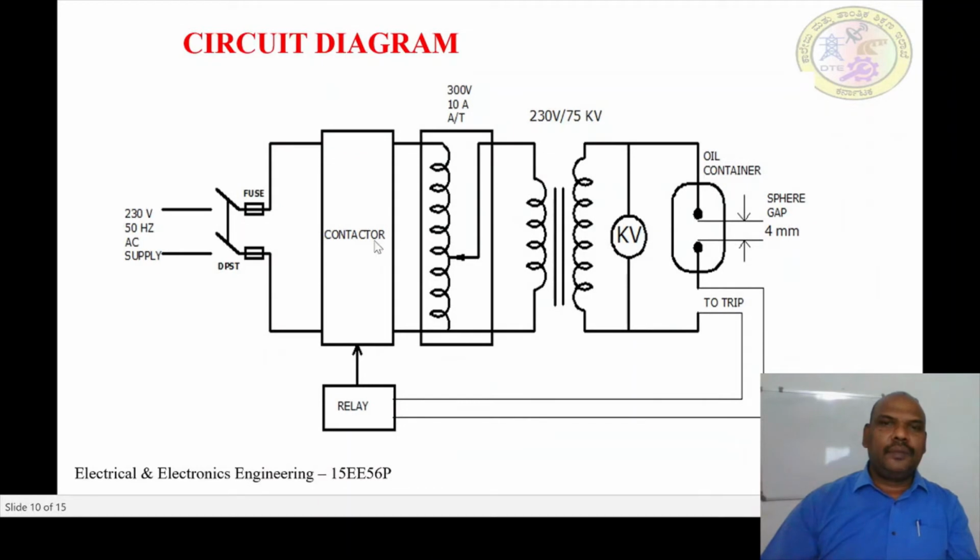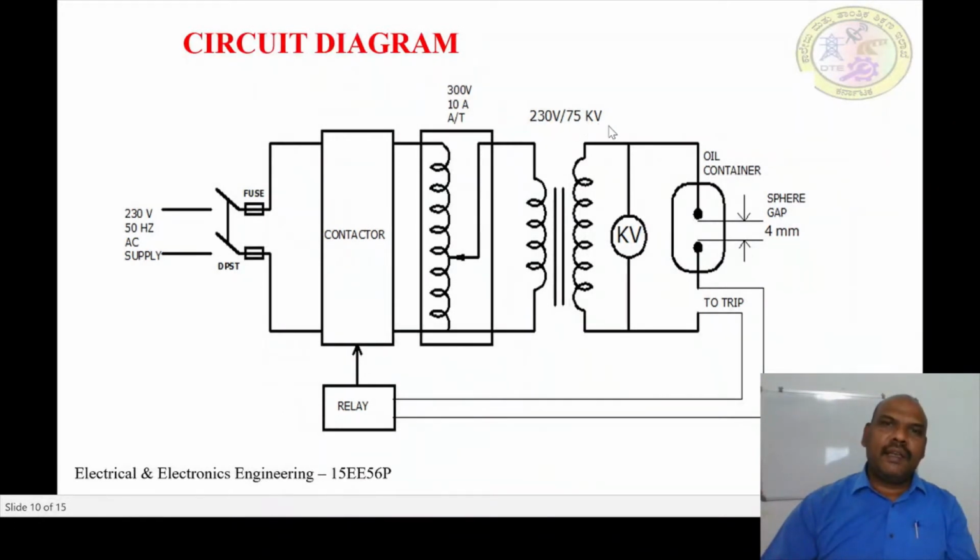As you can see here, this is an auto transformer. This is a high voltage transformer using which a small voltage on the primary will generate high voltage on the secondary. So here it is shown as 230 V/75 kV.